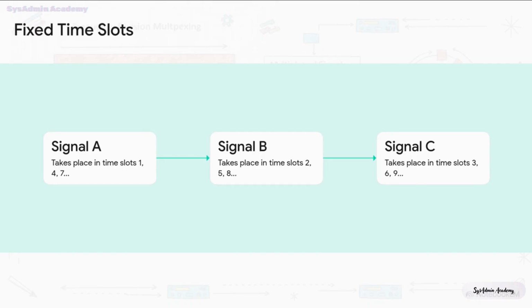Everyone simply takes turns. For example, if we have 3 devices, A, B, and C, signal A gets time slot 1. Then signal B gets slot 2. Signal C gets slot 3. Then it loops right back around. A gets 4, B gets 5, C gets 6, and so on. Because the slots are strictly fixed and predictable, there's no buffering or flow control needed on the line, and an error on one channel doesn't mess up the others.